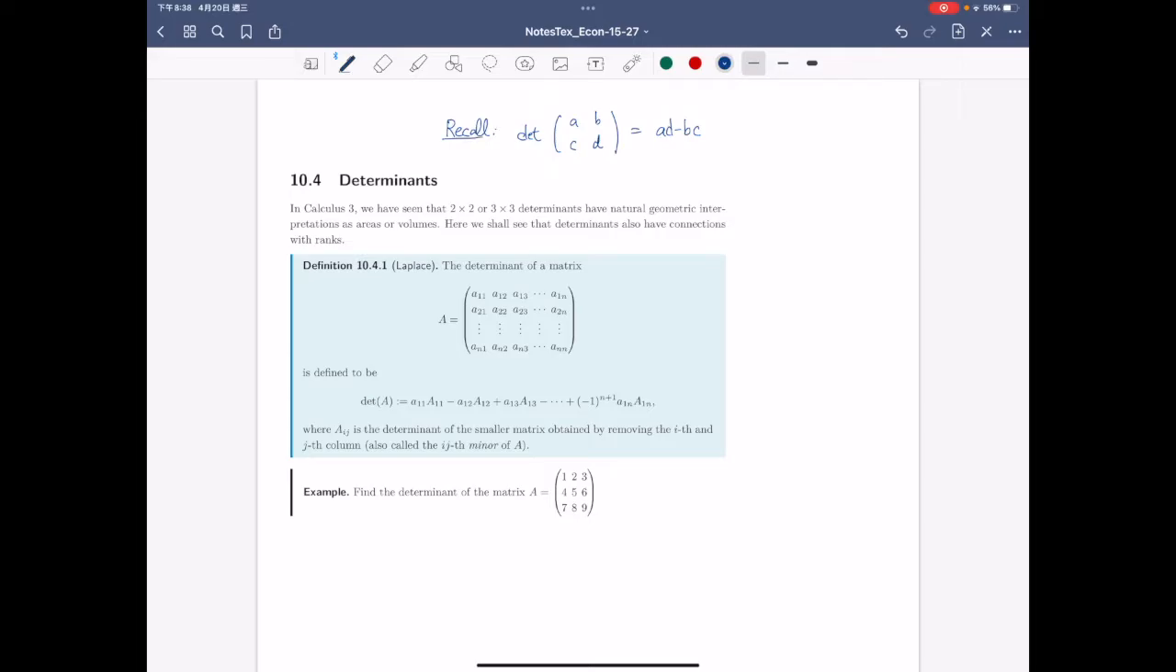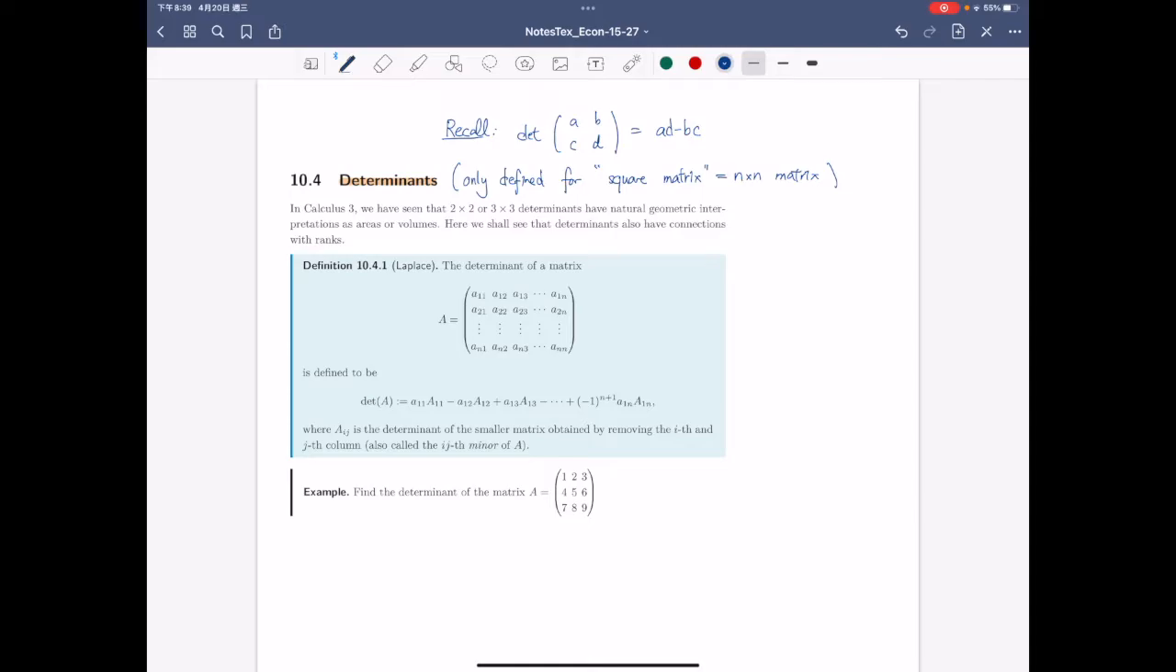But in this section, we're going to discuss how the determinant of an n by n matrix is defined. You probably know that, but let me make a remark anyway. Determinant only makes sense for, so only defined for so-called square matrix, aka n by n matrix, okay? So the number of rows equals the number of columns.